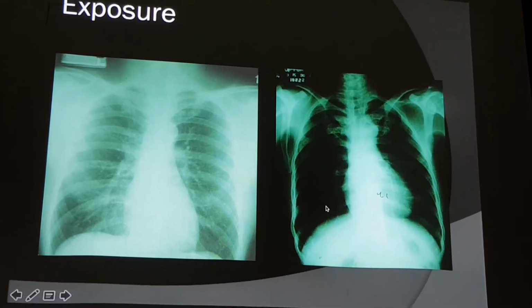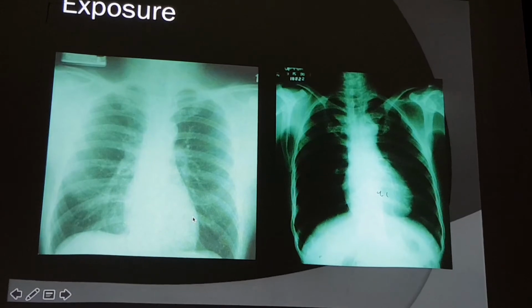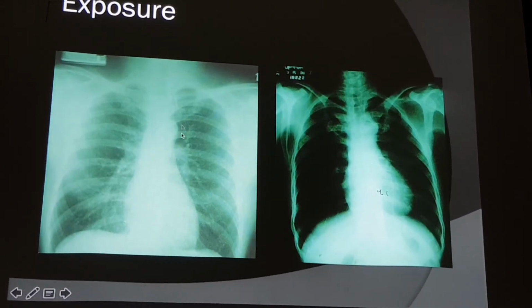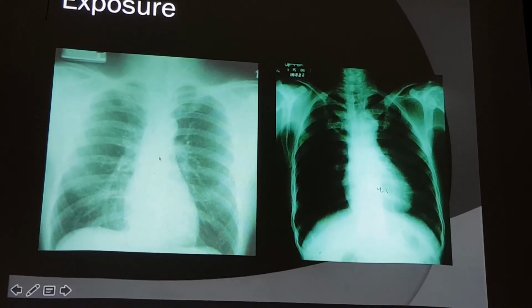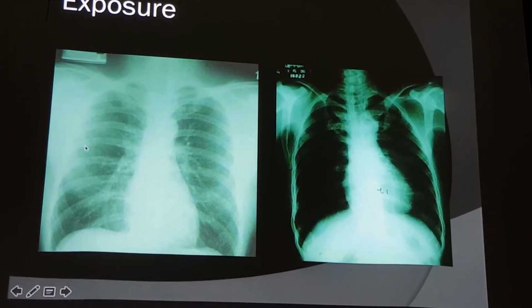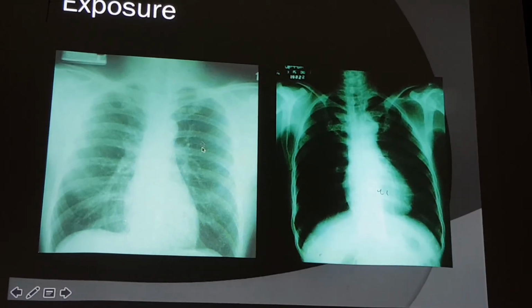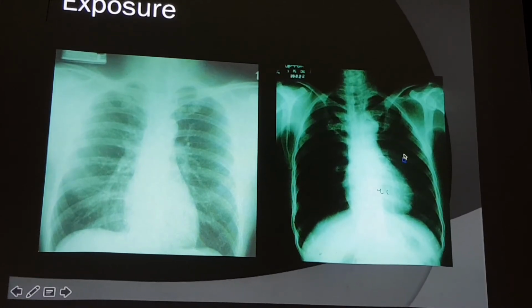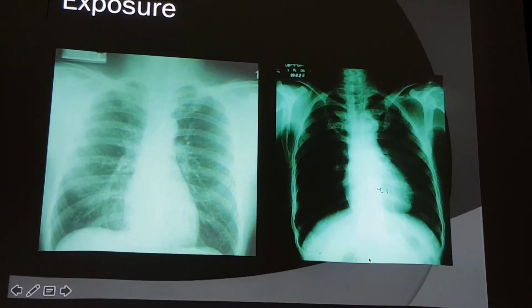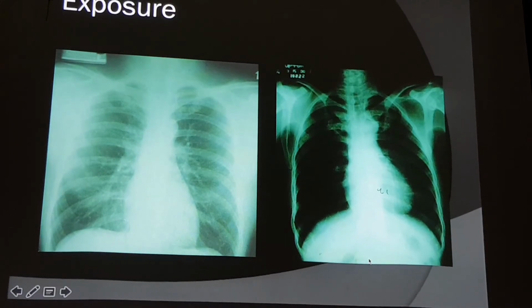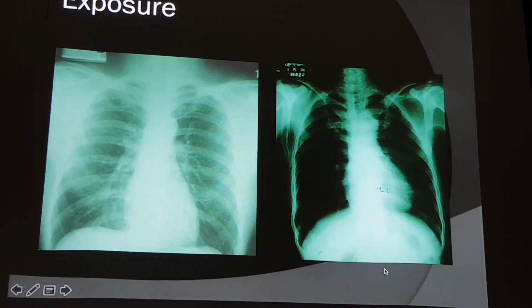Over and underexposure also have their uses. For example, for ideal exposure, you can get a good look at the lung parenchyma. But if you want to assess the osseous structures, it's better to overexpose so that you can get a better look at the bones.